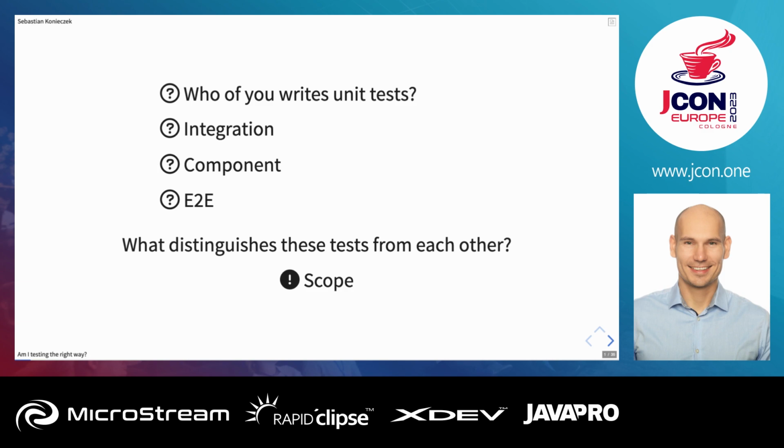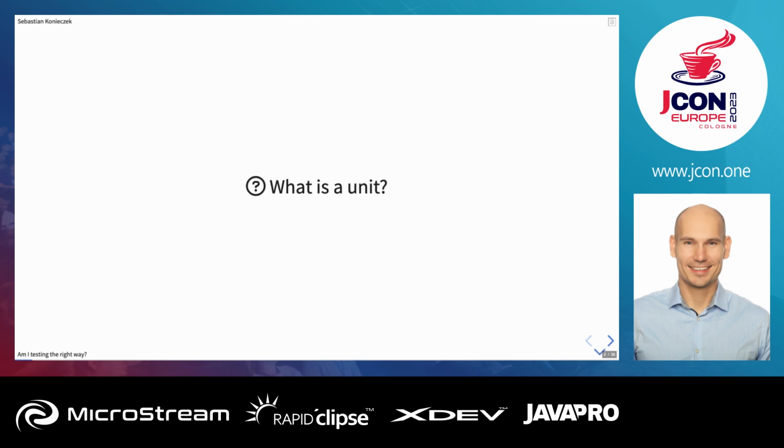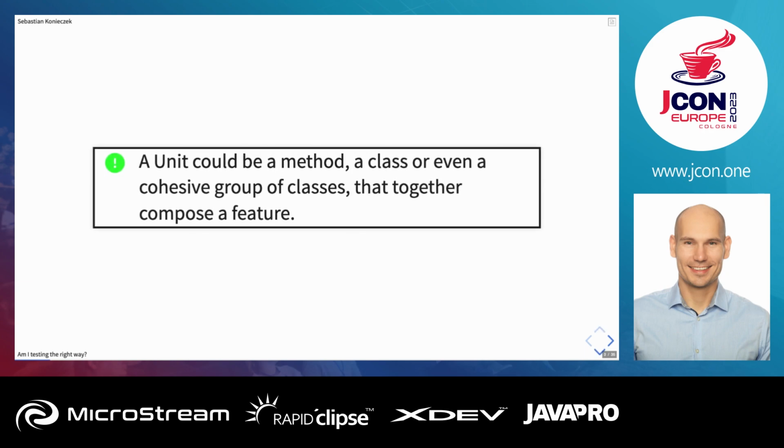So maybe we should first clarify what a unit is. And I guess we can start with a definition here. A unit could be a method, a class, or even a cohesive group of classes that together compose a feature. But you might notice the word could, so that is not really a super clear definition of what a unit is.